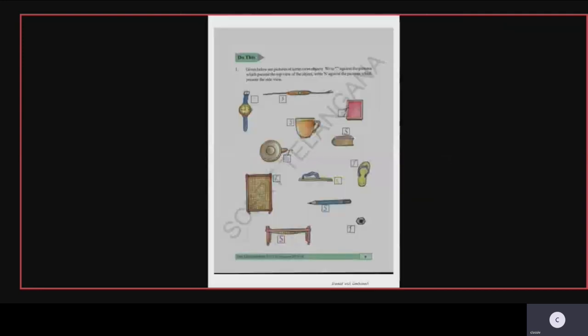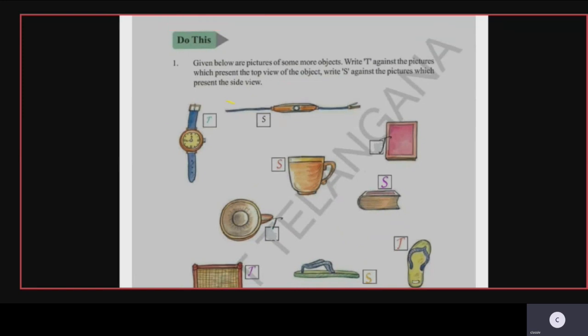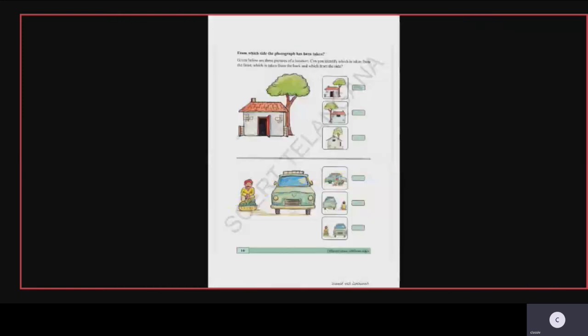Now see here, I have given you the answers here. I have marked T and S beside those objects. Okay, the same way you mark it in your classwork, children, and draw the diagrams neatly.